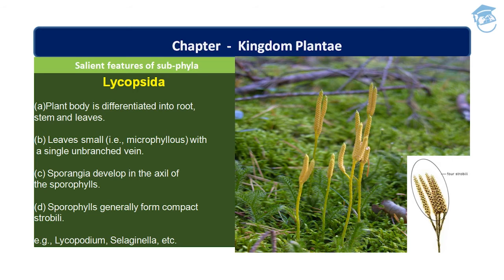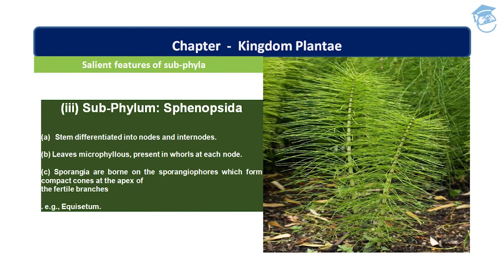Now we'll talk about the third subphylum, and that is Sphenopsida. Okay, so the stem is differentiated into nodes and internodes. See, this is the node, and the distance between two nodes is the internode. Leaves are microphyllous, that means they are very small. They are present in a whorl at each node. See, at each node it is forming a whorl-like structure.